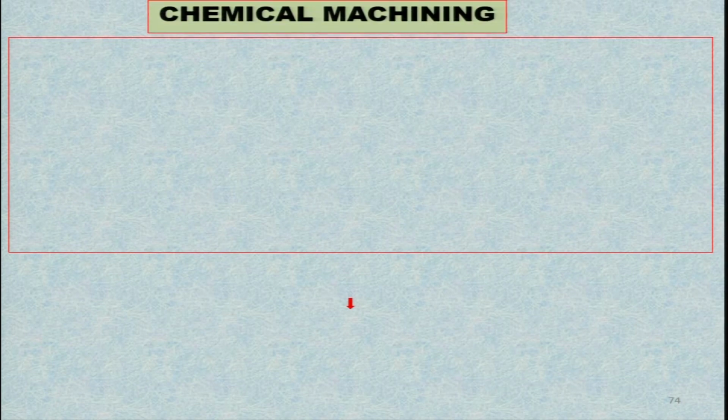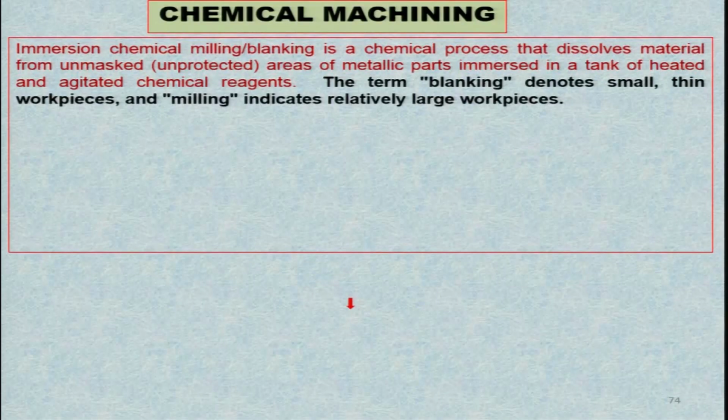Chemical machining is another version of this particular group, as I mentioned earlier: electrochemical machining and chemical machining. Now, electrochemical machining is based on Faraday's laws of electrolysis, we will see later on. In chemical machining, immersion chemical milling and blanking is a chemical process that dissolves material from unmasked areas of metallic parts immersed in a tank of heated and agitated chemical reagents. The term blanking denotes small thin workpieces and milling indicates relatively large workpieces.